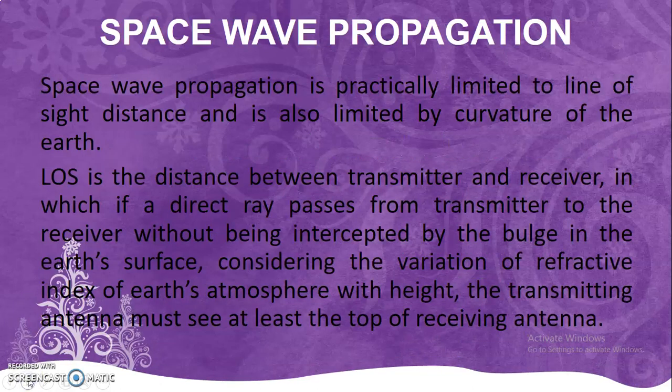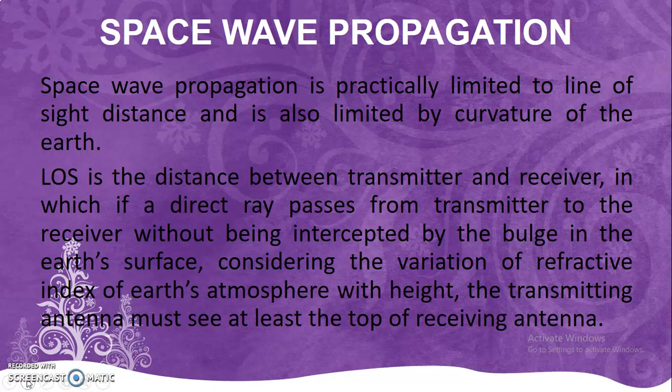First one, what is space wave propagation? In the last class, we have already seen what a space wave propagation is. In this session, we will learn how to find the line of sight. Space wave propagation is practically limited to line of sight distance. That is, it is a type of propagation limited to a line of sight distance, and it's also limited by the curvature of Earth. It depends on the way in which the curvature of the Earth is built.